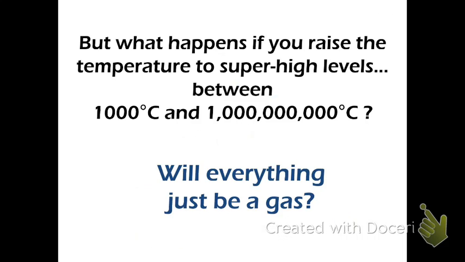Now, one of the things that we didn't really deal with is that we talked about raising the temperature and making a gas, but what happens if you raise the temperature of substances to super high levels? Generally, super high levels means greater than 1,000 degrees Celsius, and in this case, it's actually 1 billion degrees Celsius. What goes on between 1,000 and 1 billion degrees Celsius? And the question really is, will everything just be a gas?